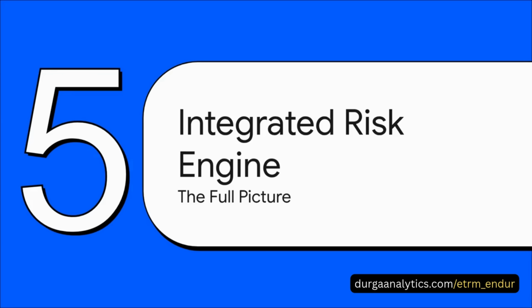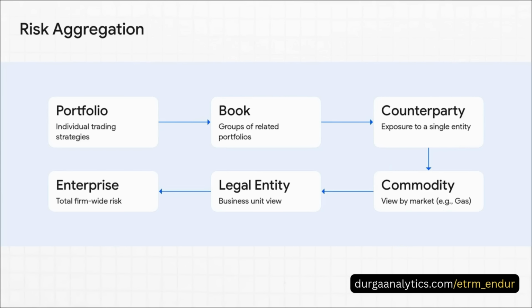Okay, so we've broken down all 4 pillars one by one. Now, let's put it all back together. Let's see how Endur's fundamental architecture lets you see the whole forest, not just the individual trees. This is the real power of an integrated system. Endur is built on a logical hierarchy. This means you can start at the most granular level, a single trader's portfolio, and then roll that risk up. You can slice and dice it by book, by counterparty, by commodity, by your legal entity, all the way to the very top to get a single consolidated risk number for the entire enterprise.